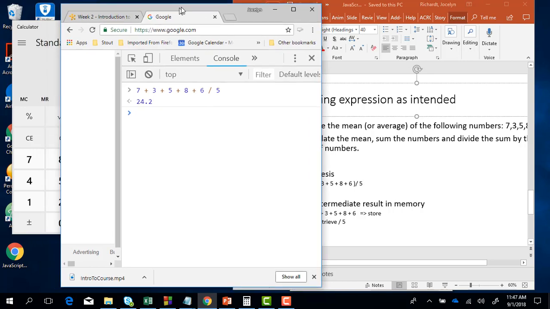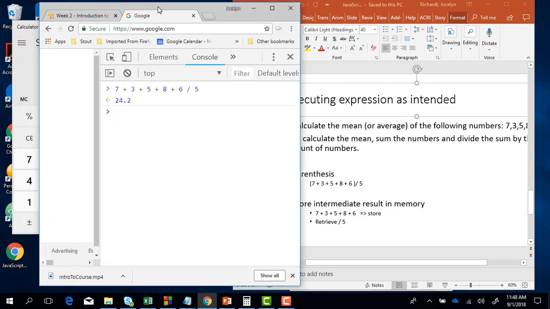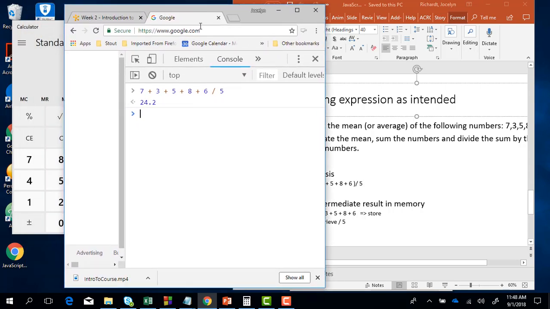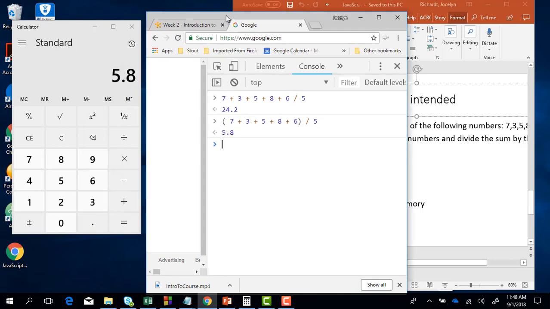We can change that by using parentheses. Whatever we put in parentheses will be executed prior to following the order of precedence. So if we put in those numbers now, and put them in parentheses, and then we go ahead and divide it by 5, now we're going to get the same answer as we did on our calculator.